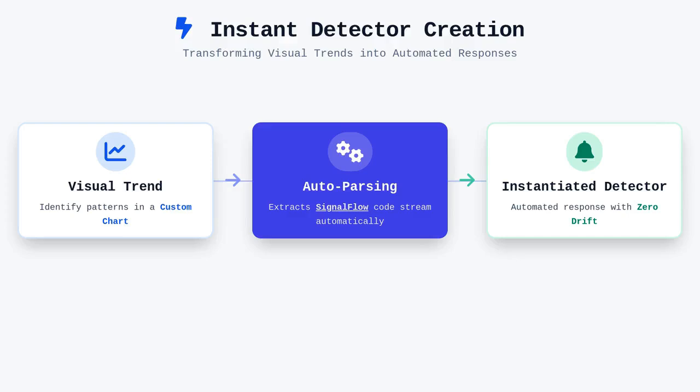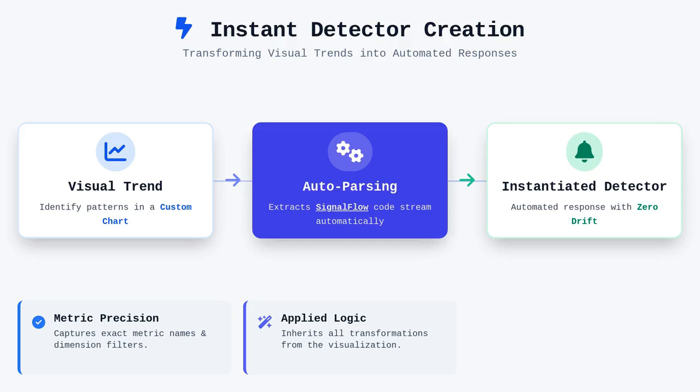This process captures the exact metric name, the applied transformations, and the specific dimension filters that you have already validated. Inheriting these properties ensures that the detector evaluates the same stream of data you have been observing visually, which minimizes configuration drift and potential errors in logic.